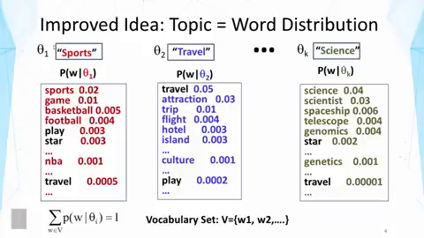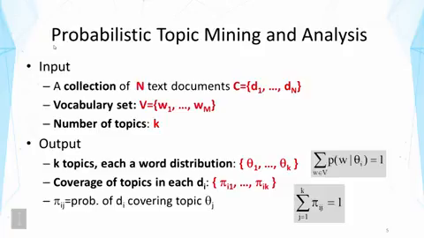Third, because we have probabilities for the same word in different topics, we can disambiguate the sense of a word in the text to decode its underlying topic. So we addressed all these three problems with this new way of representing a topic. So now, of course, our problem definition has been refined just slightly.